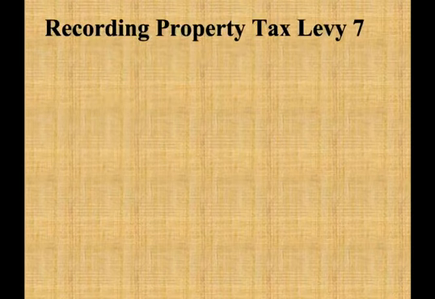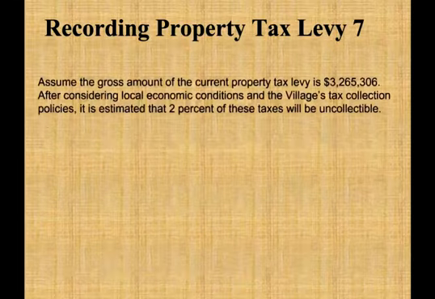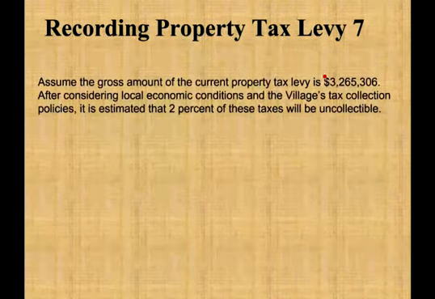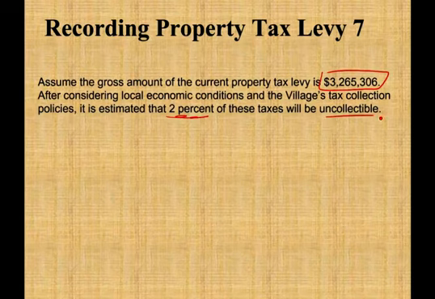Okay. Another thing that the government does, and this is the main thing they do, they levy property taxes on citizens. This is how they raise their money. So here's what's going to happen. Assume the gross amount of the current property tax levy is $3,265,306. And after considering local economic conditions and the village tax collection policy, we estimate that 2% of these taxes will be uncollectible. So now we're going to start to recognize our revenue.